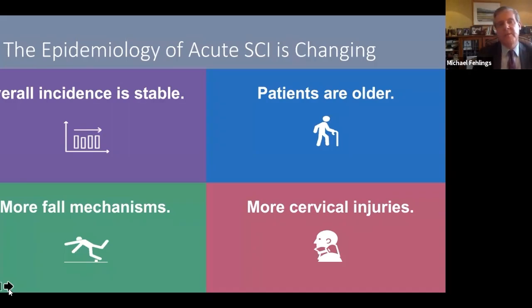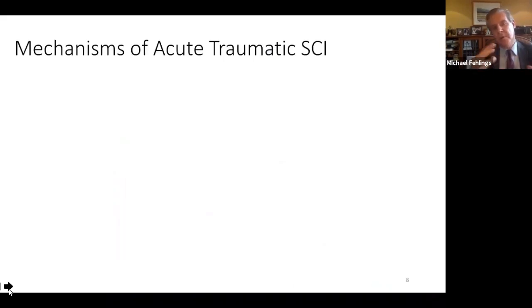It's also clear that the epidemiology of acute spinal cord injury is changing. The overall incidence, despite proactive prevention measures, remains stable. And the reason is that we have an aging population, so the average age of spinal cord injury is rising. And this relates to more fall mechanisms and more cervical injuries. So I'll be illustrating the concepts and the pathomechanisms of acute traumatic spinal cord injury in the next several slides. But I thought I might illustrate this initially by relating some clinical slides, then with some of the critical pathomechanisms.